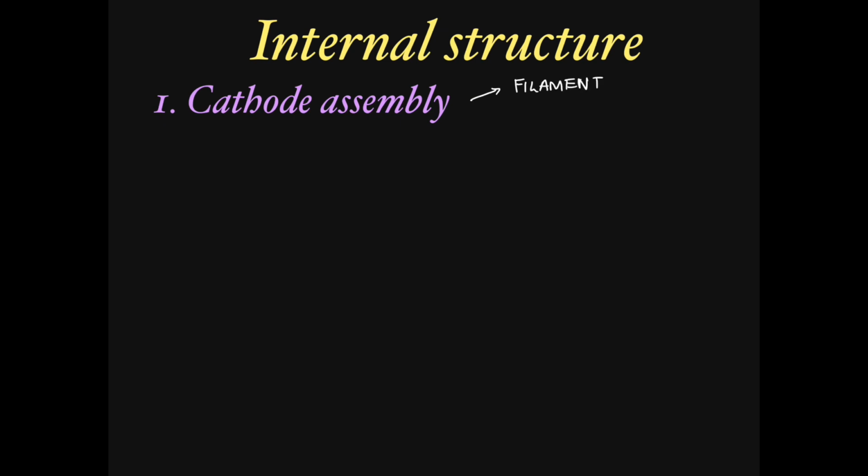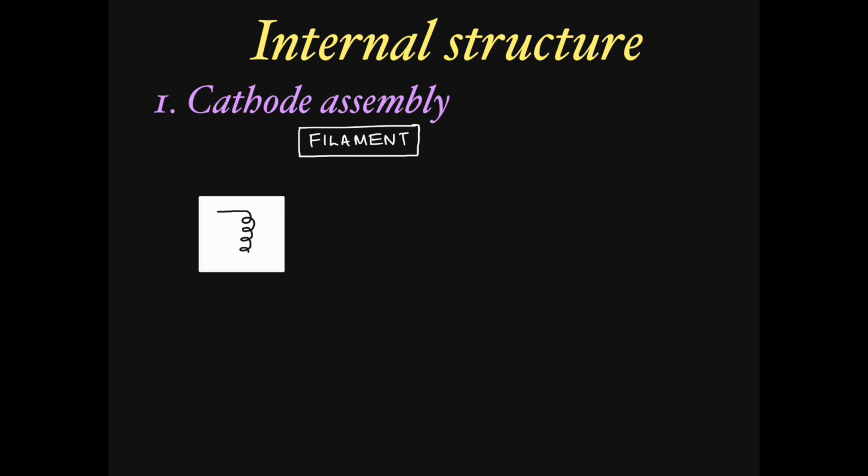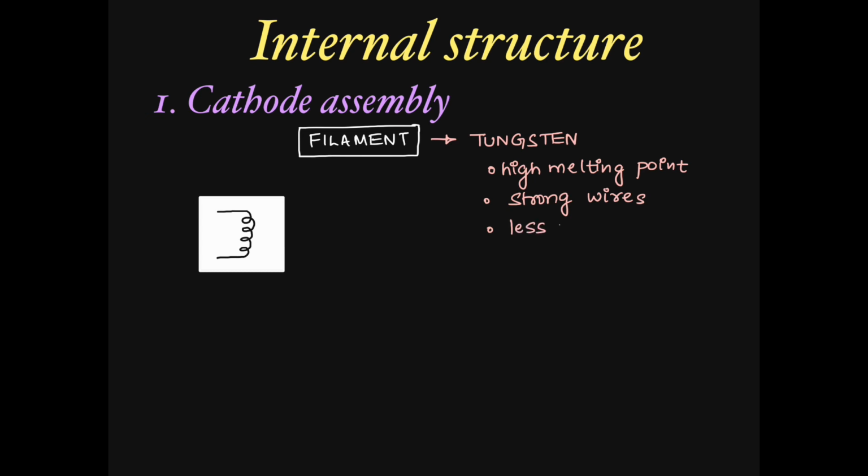After knowing the external structure, we'll move on to the more important internal structure of the X-ray tube. First, looking at the cathode assembly, it has filaments, a focusing cup and connecting wires. Let's first take a look at filaments. The cathode filament is made of tungsten. Tungsten is used because it has a high melting point, it can be drawn into strong and thin wires, and it has a low vaporization potential.